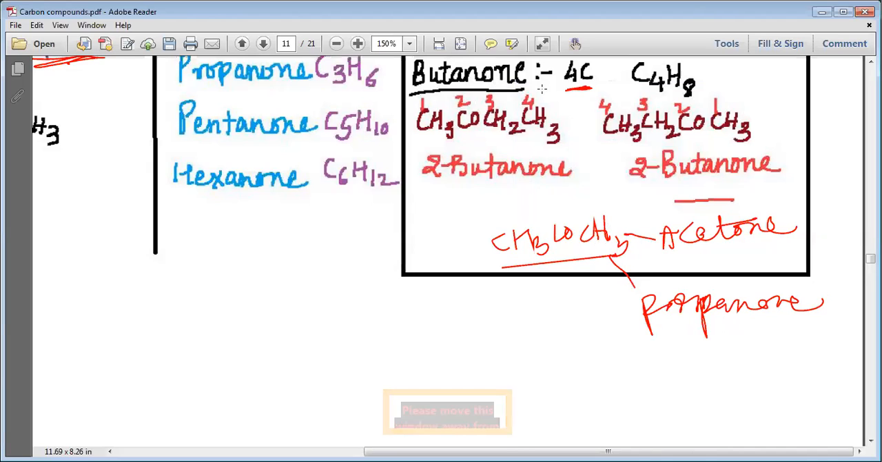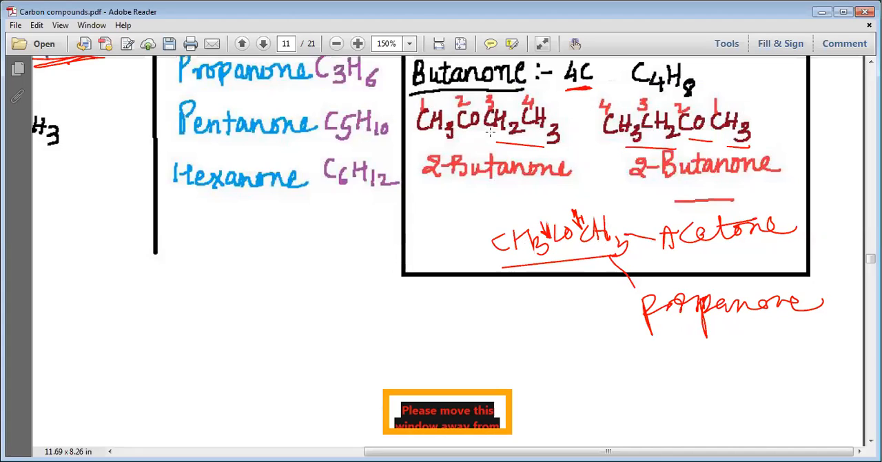Same way, my dear students, butanone has 4 carbon. If you add one CH2 here, my dear students, you are going to get butanone. You can see CH3COCH2CH3 or CH3CH2COCH3. This is what you write for butanone.